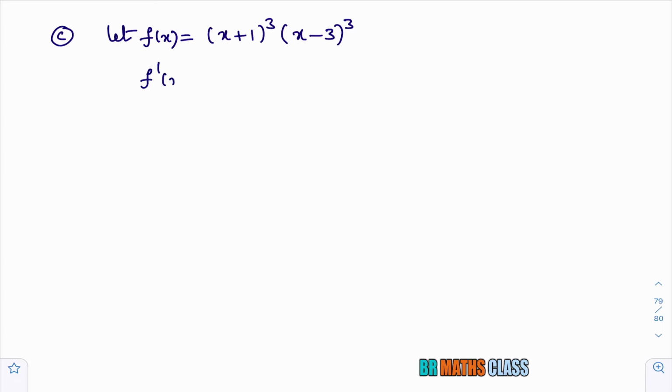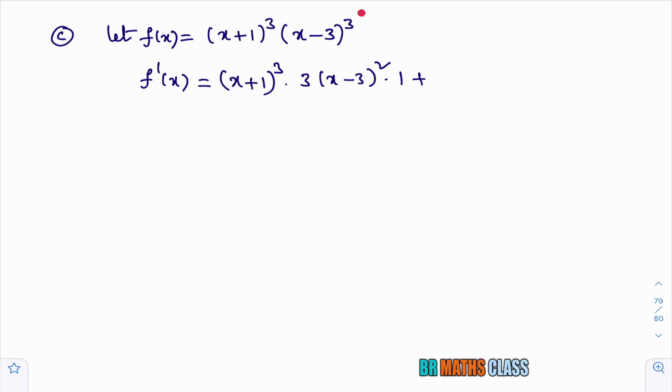How to differentiate this function? You can observe the right hand side part, this is a product of two functions. So I'll use the product rule. So what is the product rule? X plus 1 whole cube into derivative of x minus 3 whole cube. You imagine x minus 3 as x. We know that derivative of x cube is 3x square. So derivative of x minus 3 whole cube is 3 times x minus 3 whole square into derivative of x minus 3. Derivative of x minus 3 is 1. I hope you are understanding.